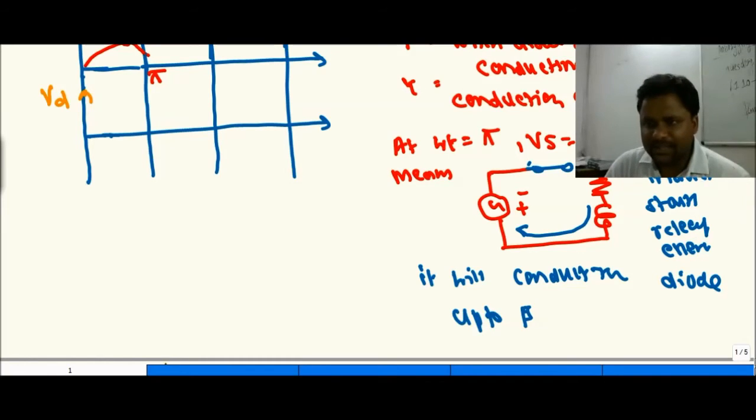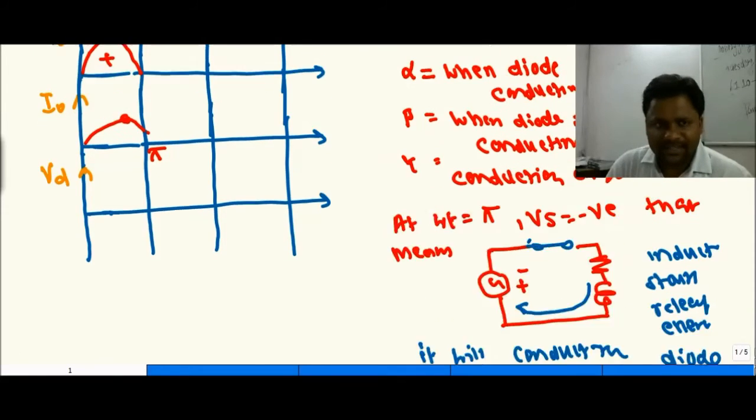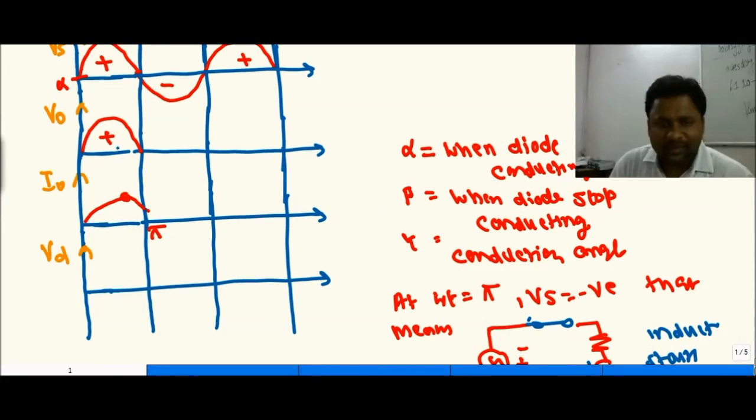What it means is that during the positive half cycle, the energy is stored in the inductor, and after di by dt achieves the zero value, the current in the inductor is going to decrease.